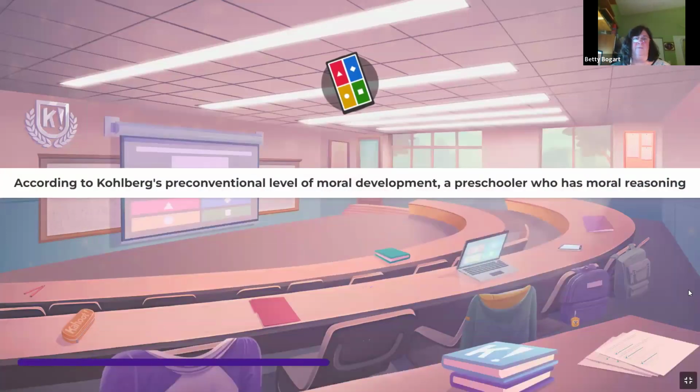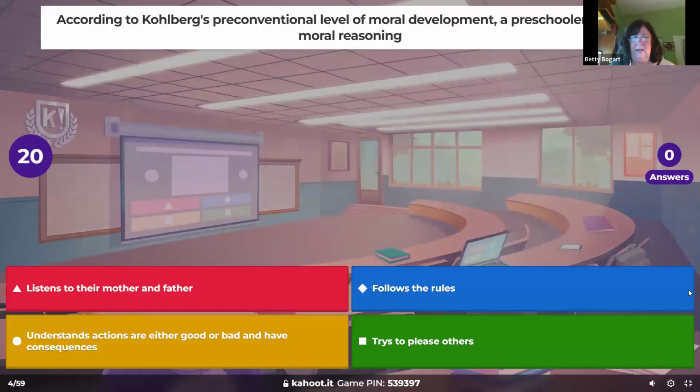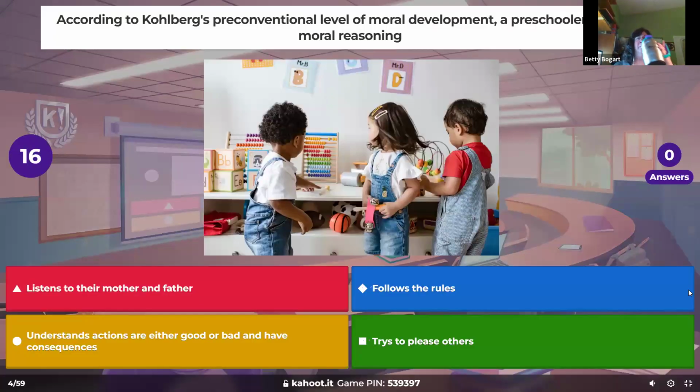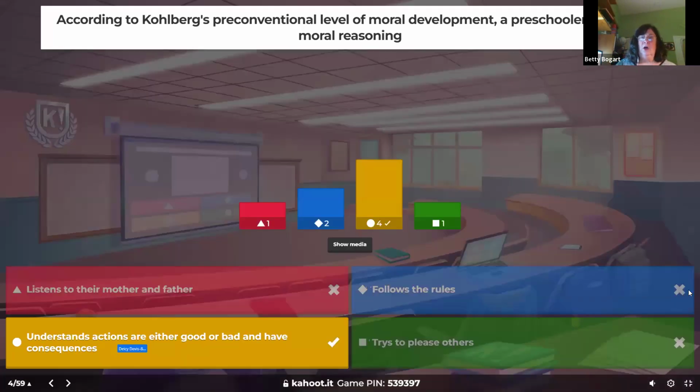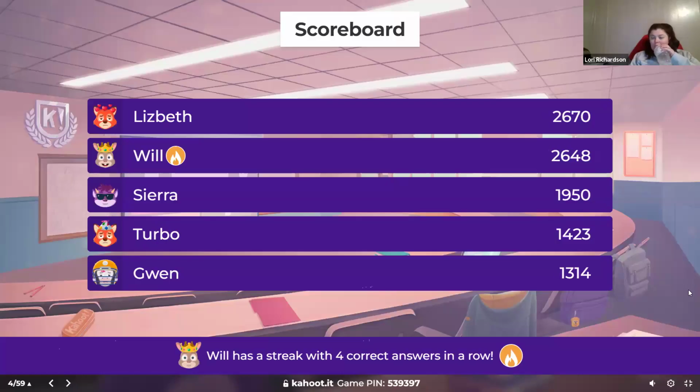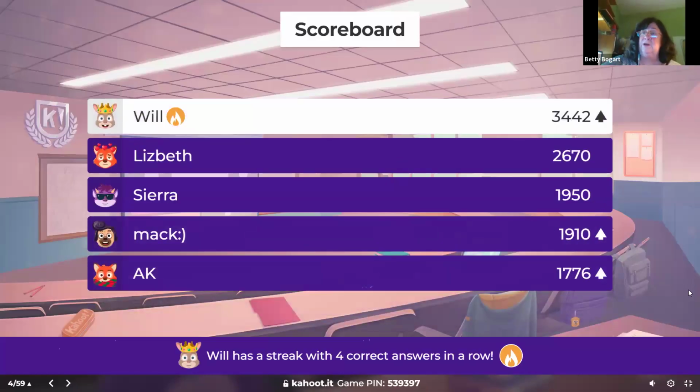According to Kohlberg, at the pre-conventional level of moral development, a preschooler has moral reasoning of what? What's Kohlberg all about? Kohlberg is all about good and bad and a consequence for each. That is the premise of Kohlberg, okay? It's not all about what you do with those things, it's just understanding there's good and bad. And with each of them, I'll get a praise or I'm going to be punished.